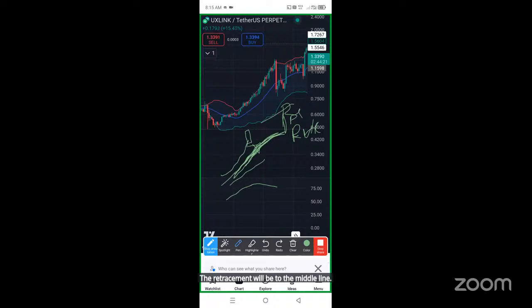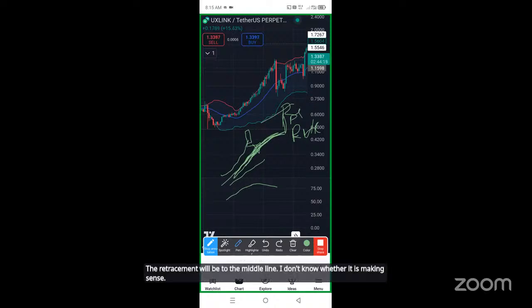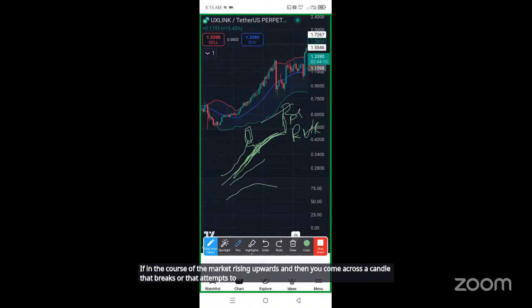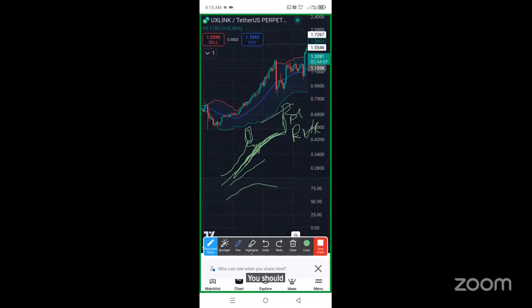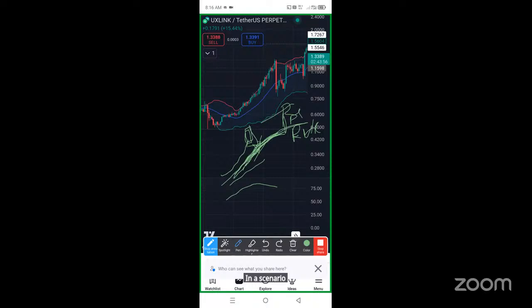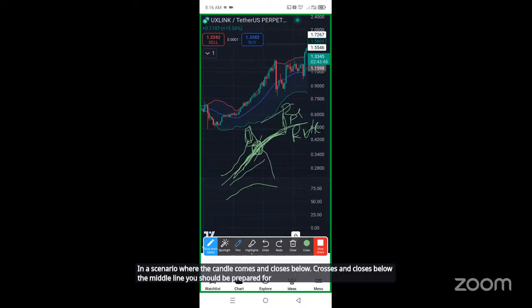I don't know whether it is making sense. If in the course of the market rising upwards, you come across a candle that attempts to break above the upper line, you should be prepared for a good pullback or retracement back to the middle line. In a scenario where the candle crosses and closes below the middle line, you should be prepared for a trend reversal. So meaning the next stopover may be when the price touches the lower line.